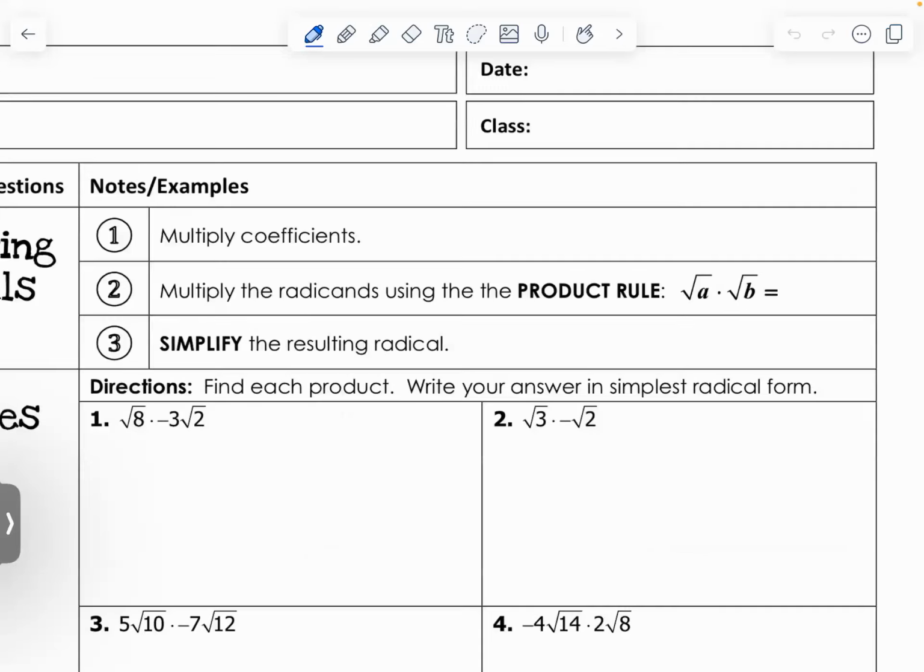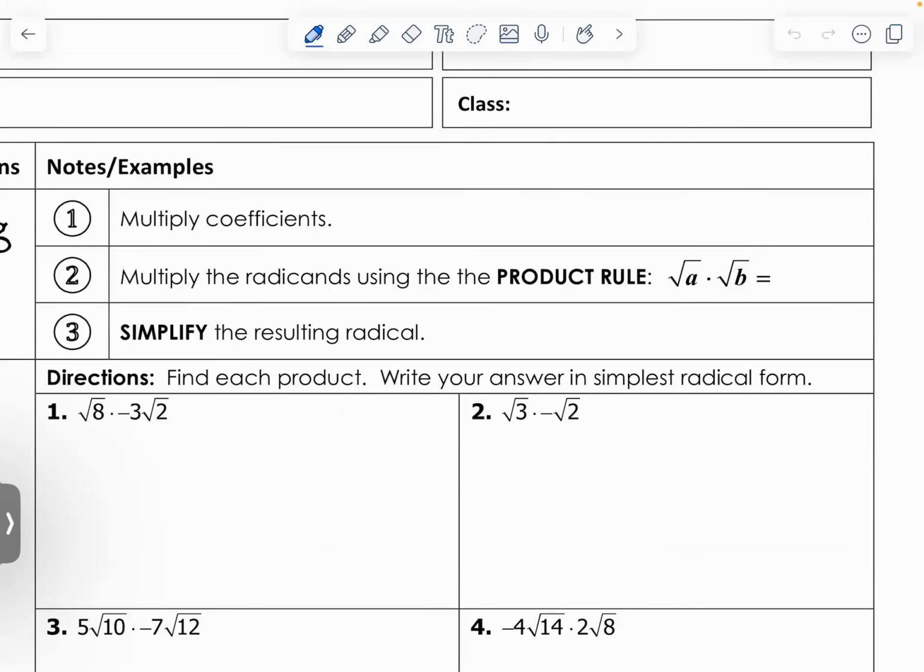So here's the deal. If we have square roots that we are multiplying, whatever is under the radical and we're multiplying, we multiply and the product goes under the radical. If there are coefficients to your radical, you're going to multiply those.